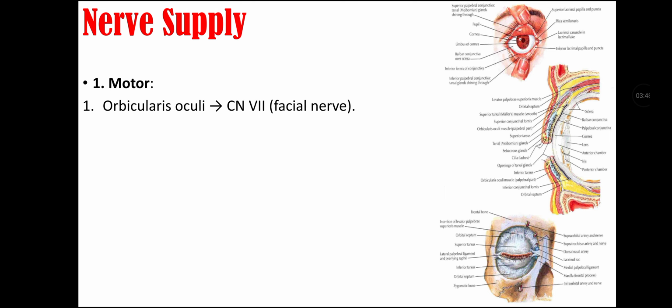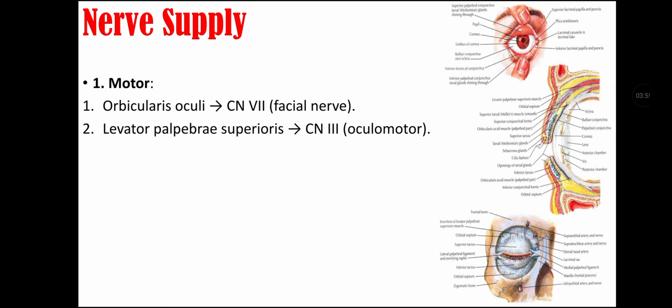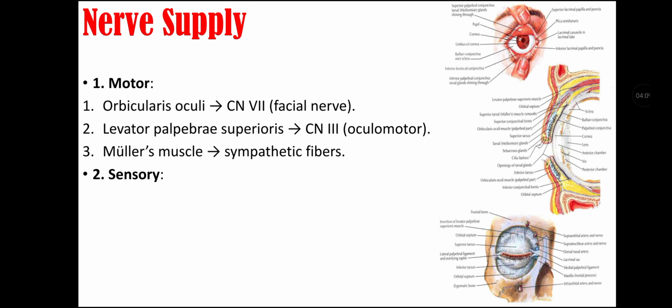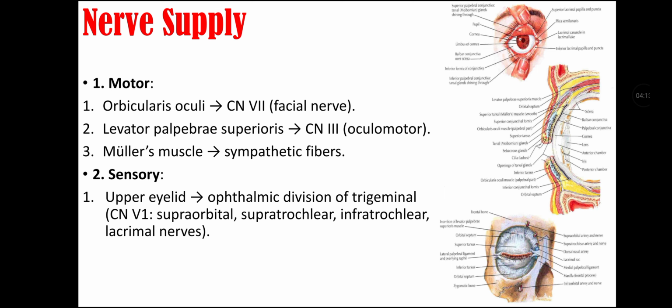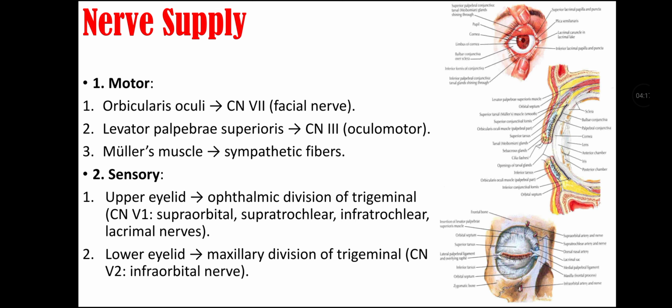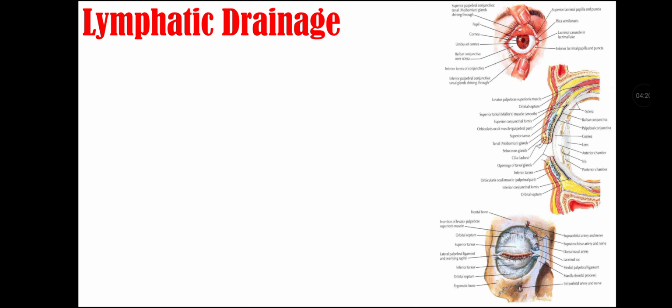Nerve supply of eyelid. It has motor nerve supply to orbicularis oculi muscle, that is by seventh cranial nerve, that is facial nerve. It has second motor nerve supply, that is to levator palpebrae superioris, that is by third cranial nerve, that is oculomotor nerve. It has a motor nerve supply to Muller's muscle, that is by sympathetic innervation. Then it has sensory nerve supply, as upper eyelid is supplied by ophthalmic division of trigeminal nerve, and lower eyelid is supplied by maxillary division of trigeminal nerve.